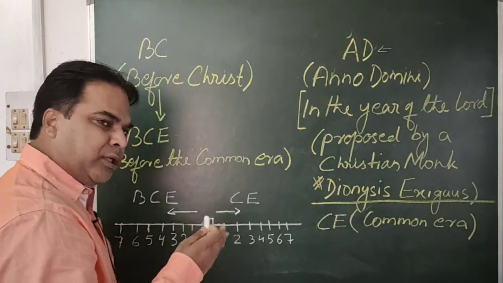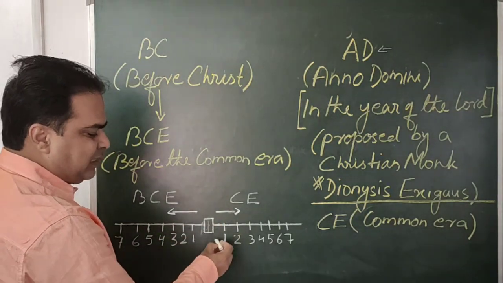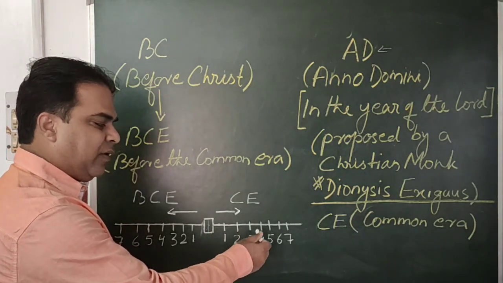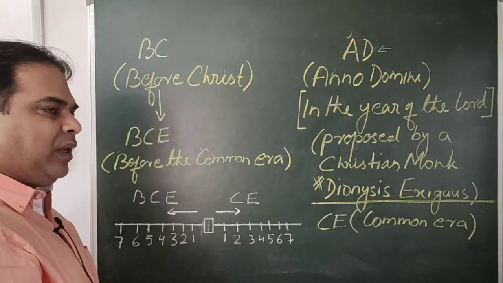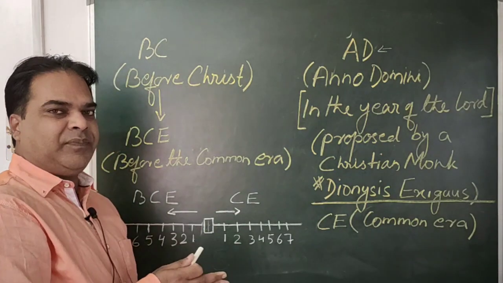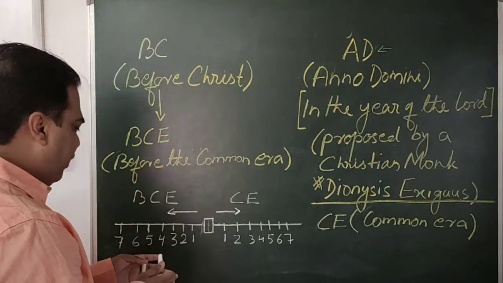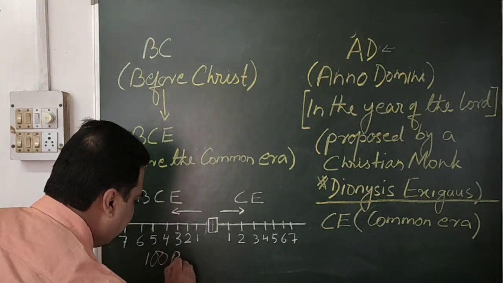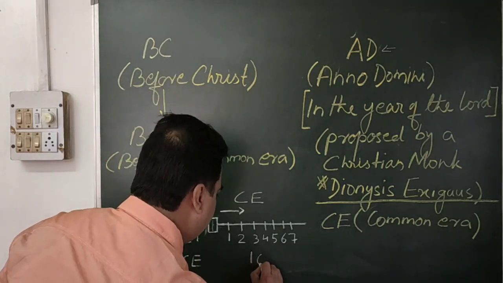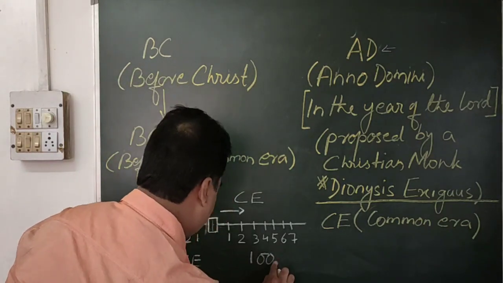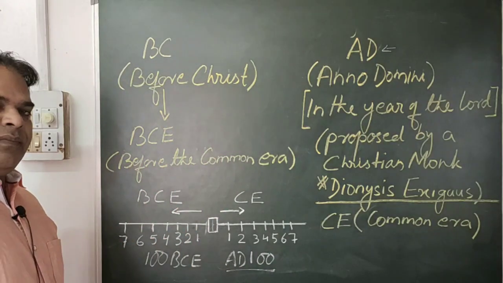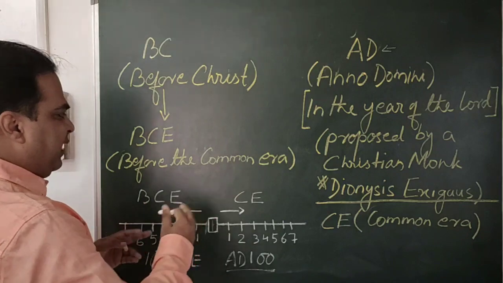So after the birth of Christ, the years will be counted as AD 1, AD 2, AD 3, AD 4. Okay, that means we'll be using AD before the numbers, and here we'll use 100 BCE. So here we'll write AD 100. Okay, so this is about BCE.